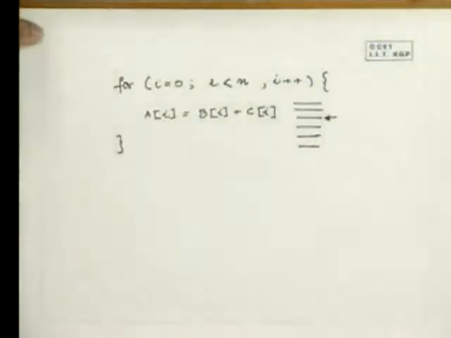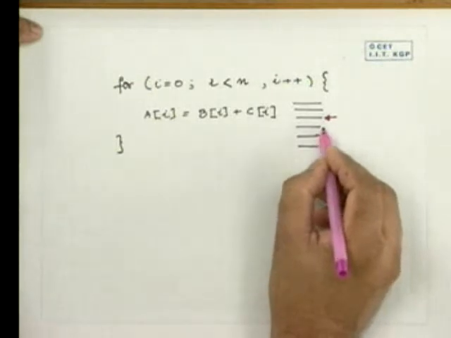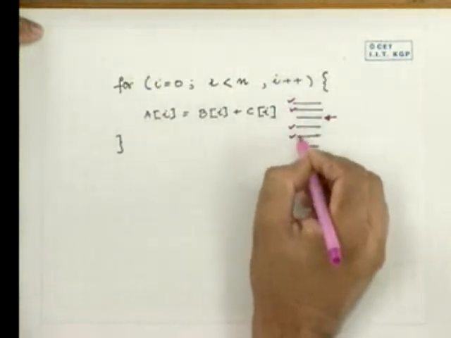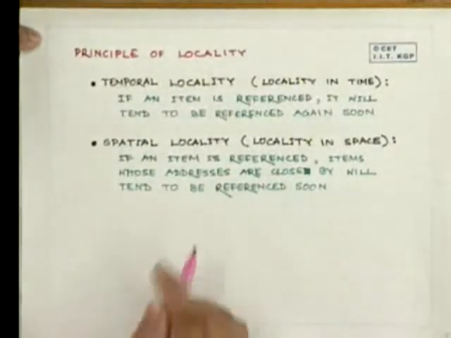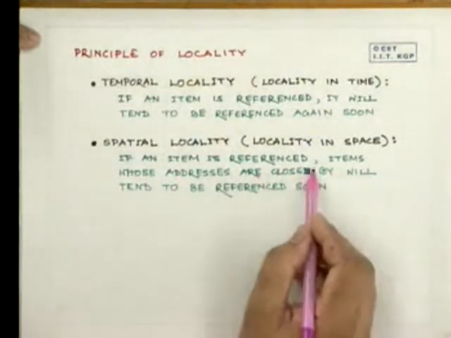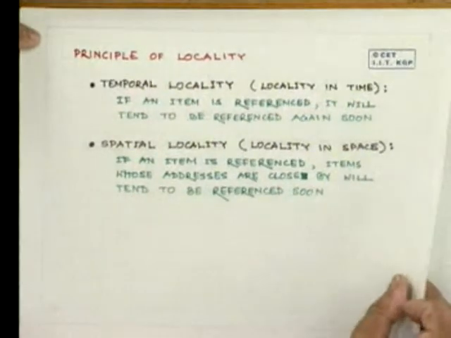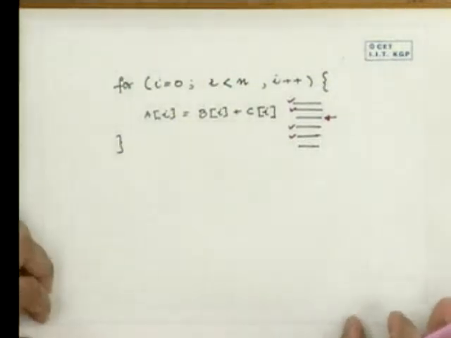The spatial locality says that if this instruction is executed, the instructions which are close by, this one, this one, this one, will be executed pretty soon. That is, if an item is referenced, items whose addresses are close by will tend to be referenced soon. So because of both temporal locality and spatial locality, it is quite viable that portions of the program can be taken into the cache memory and executed.